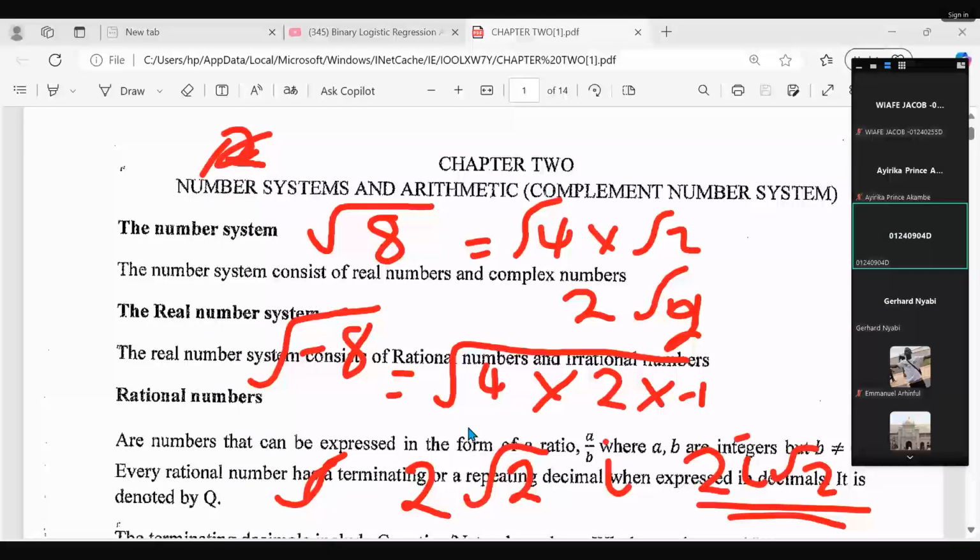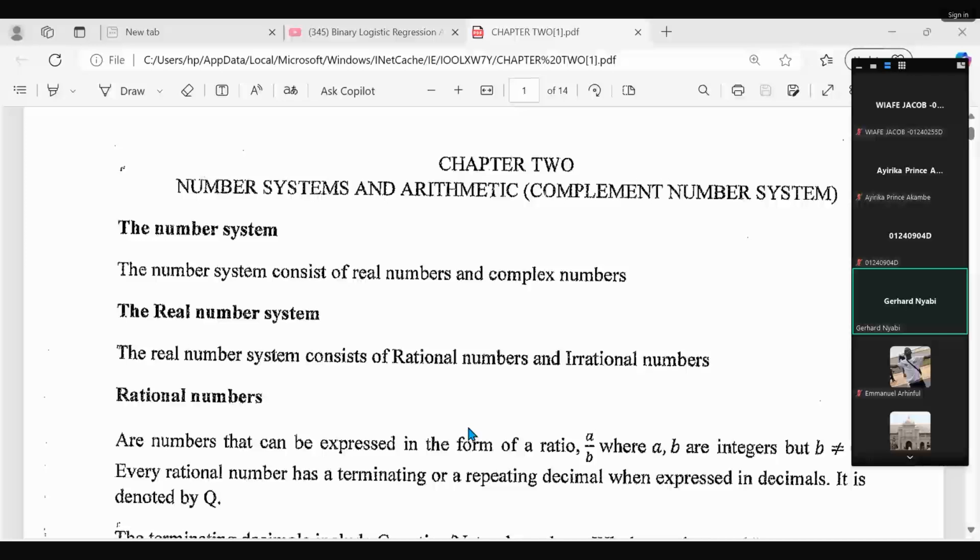The same way, we can do addition and subtraction in complex numbers. But you'll do more of this in discrete mathematics. We are only introducing you that this exists. Is that clear? Yes, sir. All right.